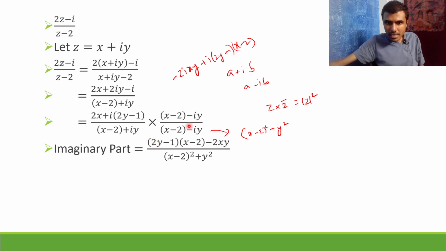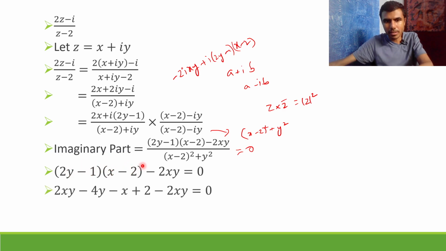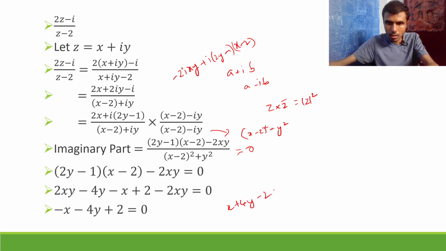Now the imaginary part is 0, that means this is equal to 0. You can send the denominator to the RHS, so it's 0. So only the numerator will be left out. So multiply: 2xy minus 4y minus x plus 2 minus 2xy equals 0. 2xy cancels, and minus x minus 4y plus 2 equals 0. Now multiply this with minus, so you will get x plus 4y minus 2 equals 0.